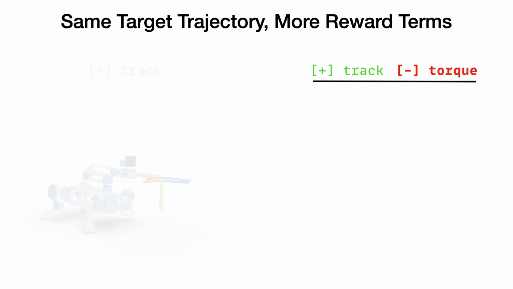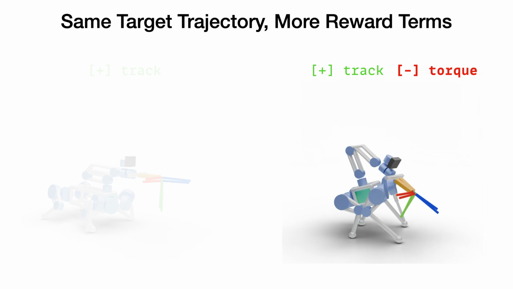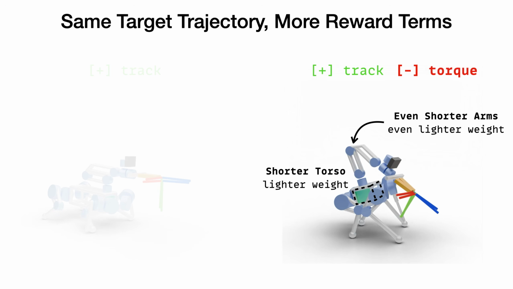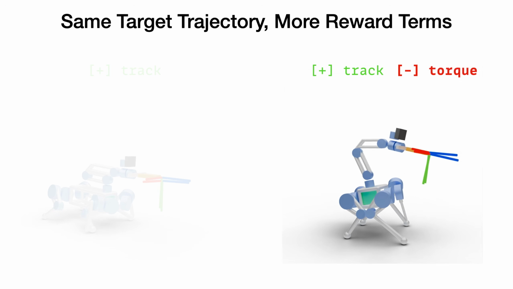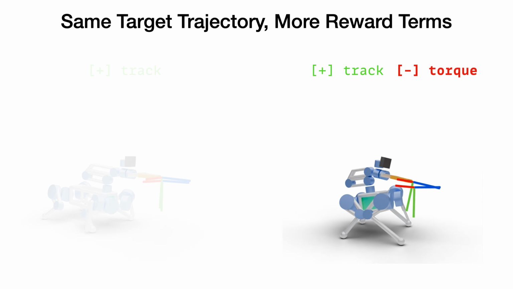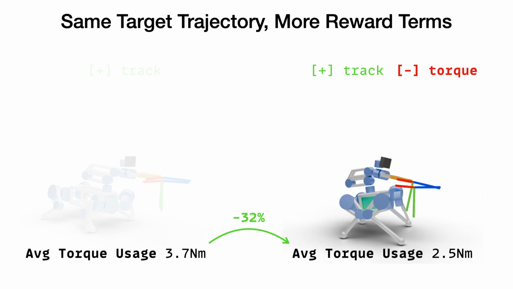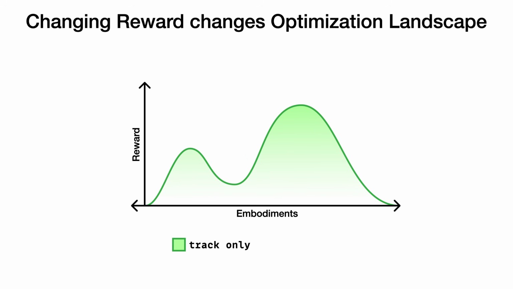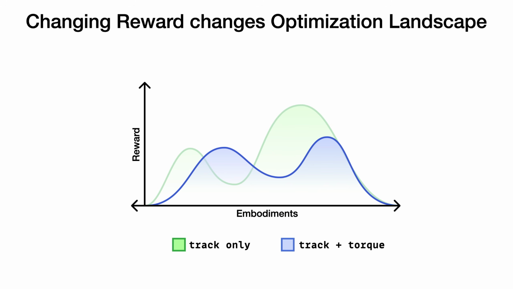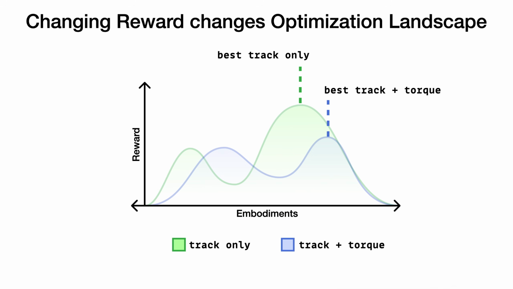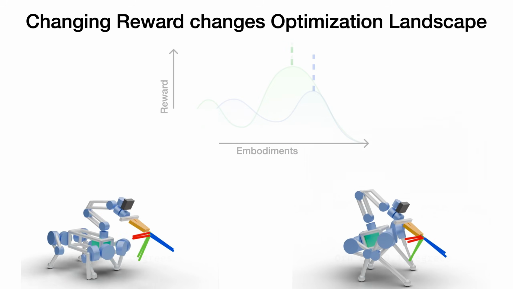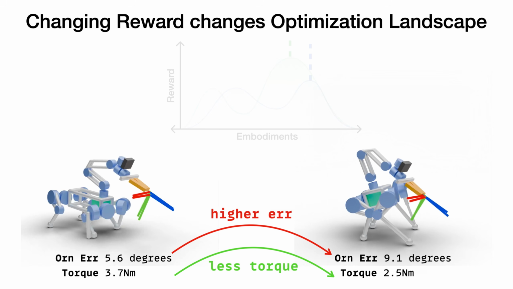For the same trajectory, we can also ask the model to optimize more terms, like minimizing torque. This made the robot smaller and therefore lighter, while still being able to do the task. This reduced the average torque usage by 32%. And by adding another reward term, we're essentially changing the optimization landscape. This would also change what the best robot is for the task, because now the model must balance between these two objectives, sacrificing a little bit of tracking performance to use less torque.